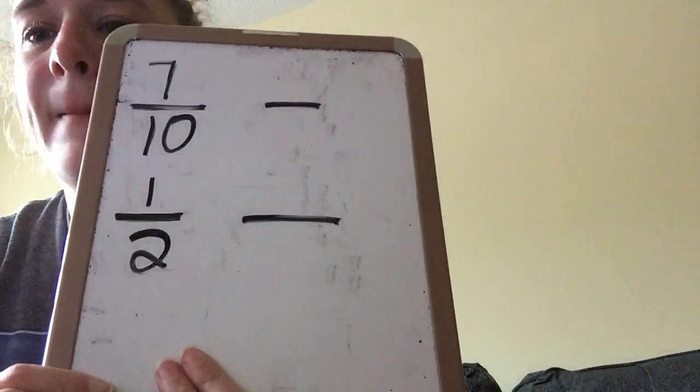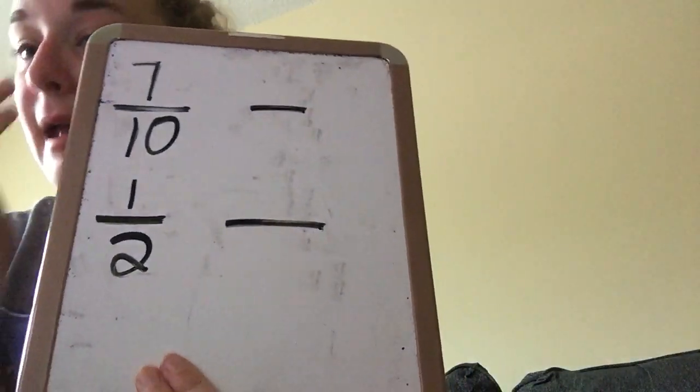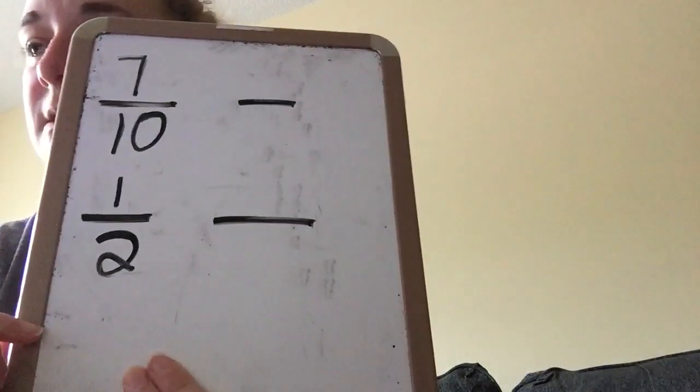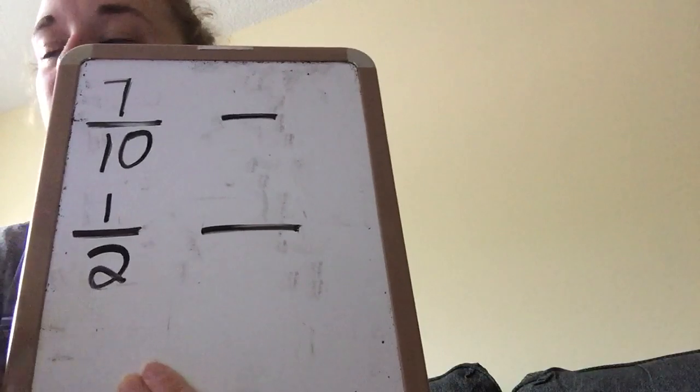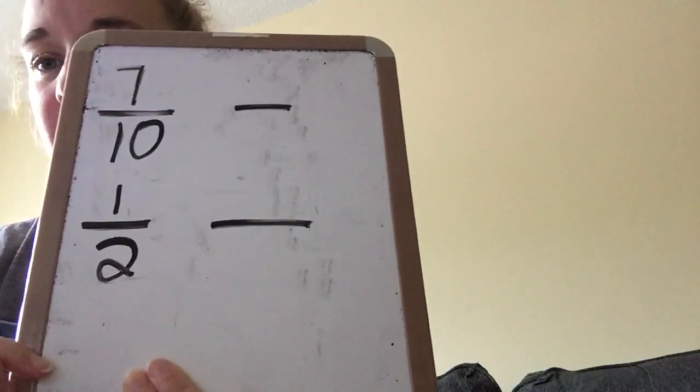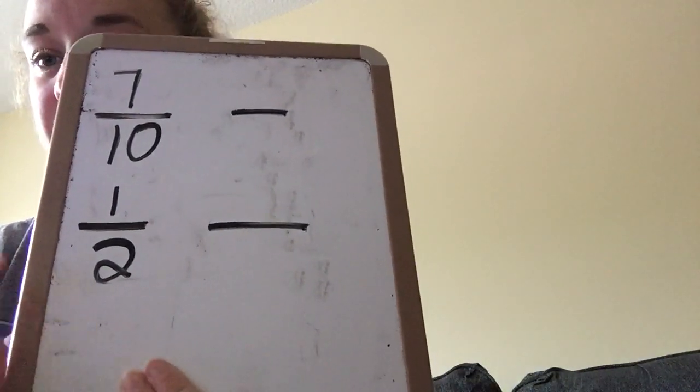Hello everybody. Today we are working on adding fractions with different denominators. So first we're going to look at our two denominators. We have 10 and we have 2. What you want to do is find the least common multiple between 2 and 10.